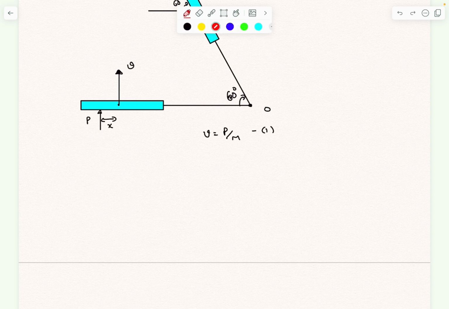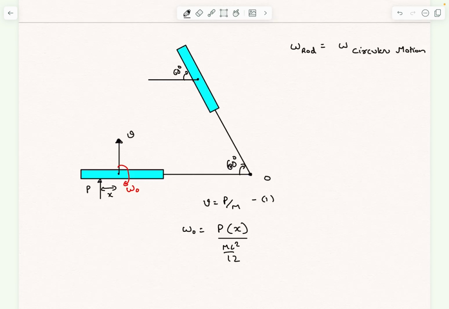Secondly, the omega of the rod about its own axis, let's say it is omega naught. Omega naught we can determine using angular impulse. About the center of mass, the angular impulse is going to be the impulse P times the distance x, and P into x would be I omega naught. So I'll divide it by the moment of inertia of the rod about the center of mass, which is mL squared by 12. So now we figured out the omega of the rod.